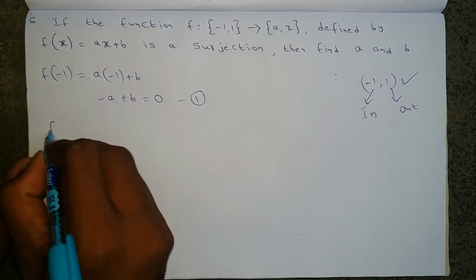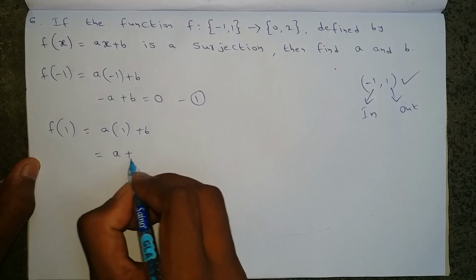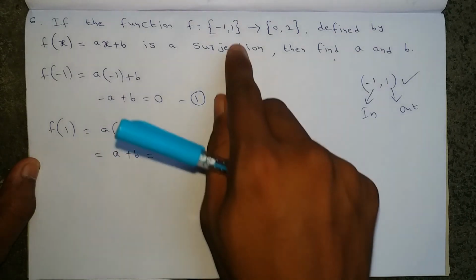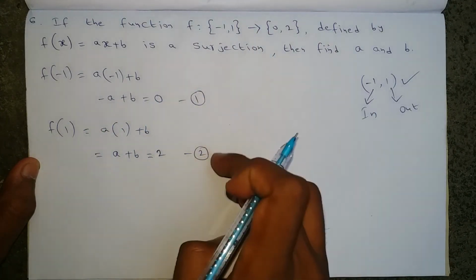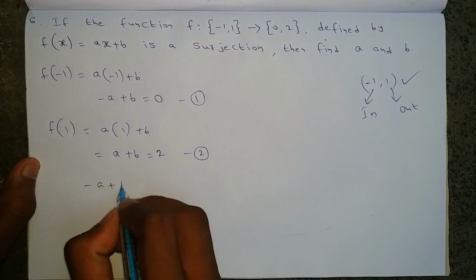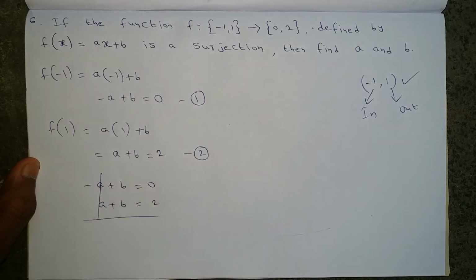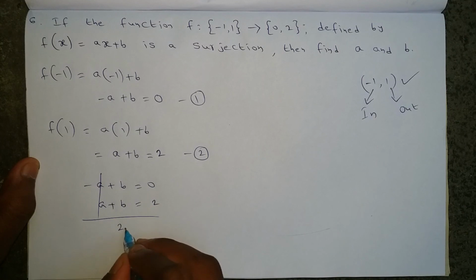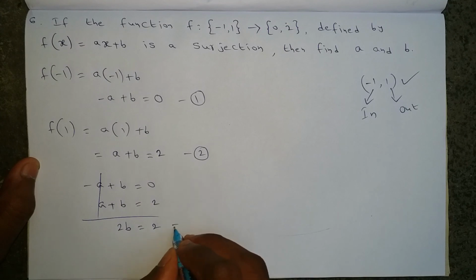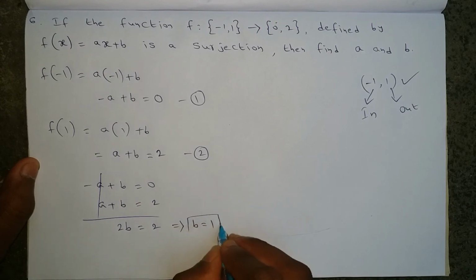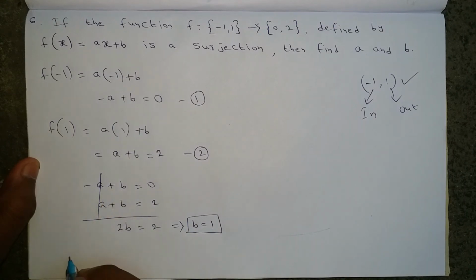Next, plus 1 is there. So I am substituting plus 1. F of 1 is equal to a into 1 plus b. A into 1 is a, plus b, which is equal to 2, because when plus 1 is substituted we got the answer 2. This is equation 2. These two equations we will solve now. Minus a plus b is equal to 0, a plus b is equal to 2. Here minus a plus a both get cancelled, b plus b, 2b is equal to 0 plus 2, 2. So 2b is equal to 2 means b value is 1. Now this b value we can substitute in the first equation or in the second equation. I am going with the first equation.